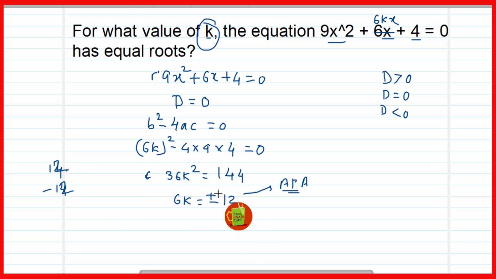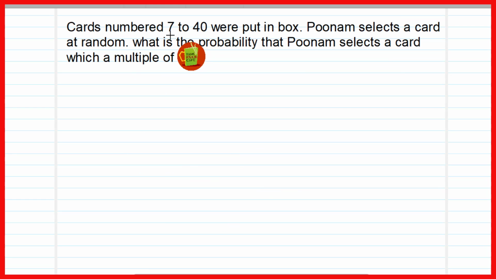12, and therefore it will be plus minus 12, and so 6 1s are 6, 6 2s are 12, so k is equal to plus minus 2. So here for the value of k, that should be plus minus 2, then the given quadratic equation will have equal roots.